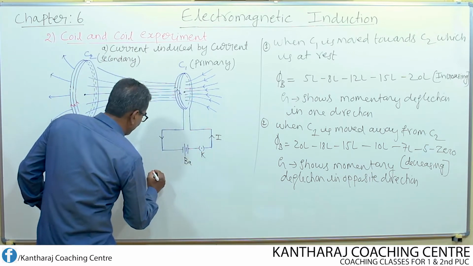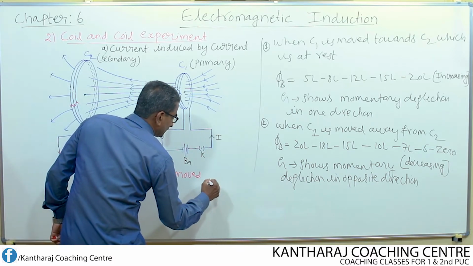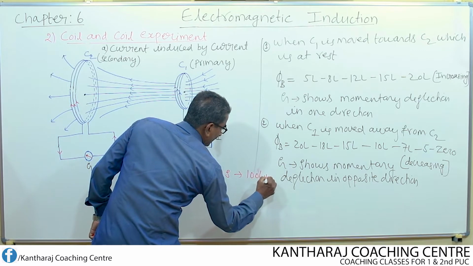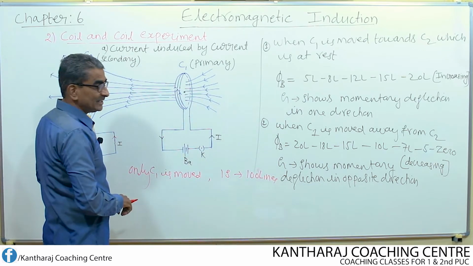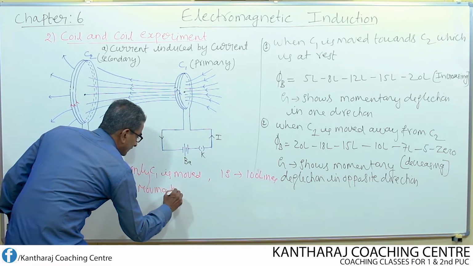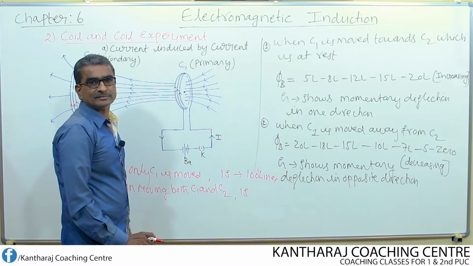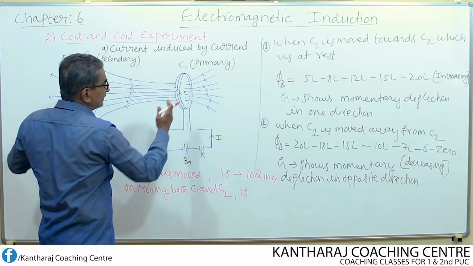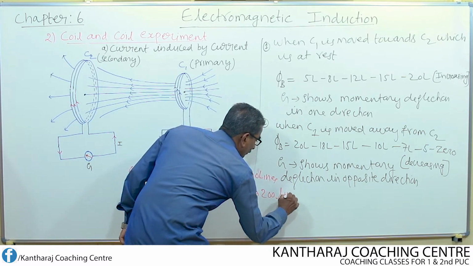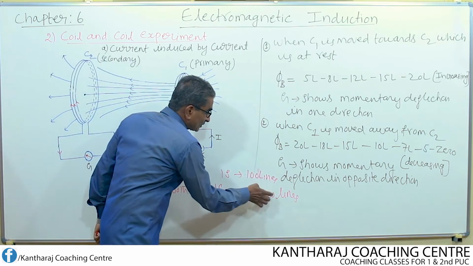Suppose only C1 is moved. Then, for example, in 1 second, if 100 magnetic lines of force linking with the coil change, then on moving both C1 and C2 in the same 1 second, either towards each other or away from each other a bit fast, instead of 100 lines, let us say 200 lines of force linking with the secondary coil may change. So the time duration remains same, but the flux change is found to be large.